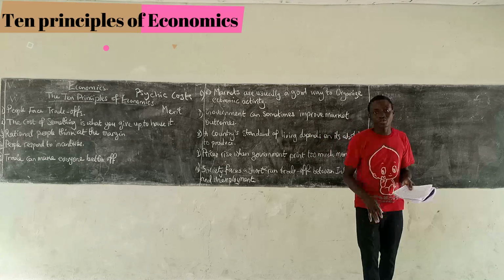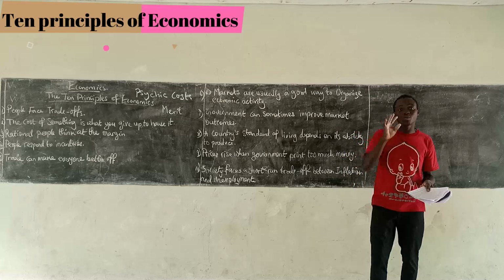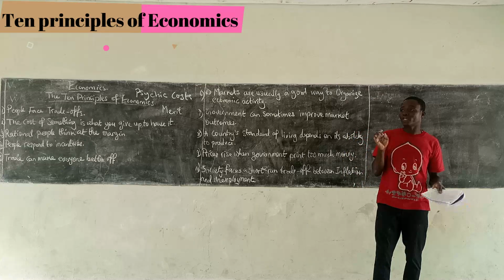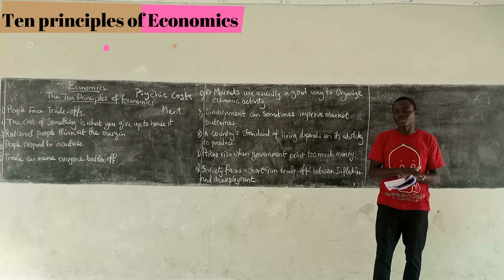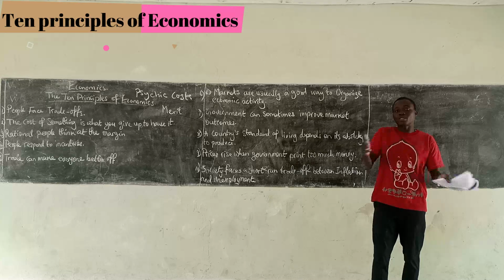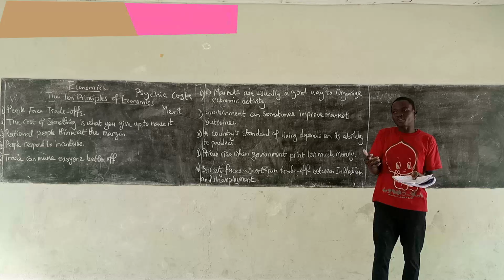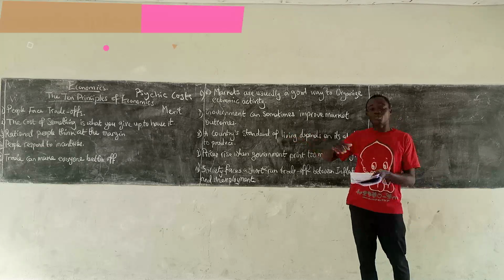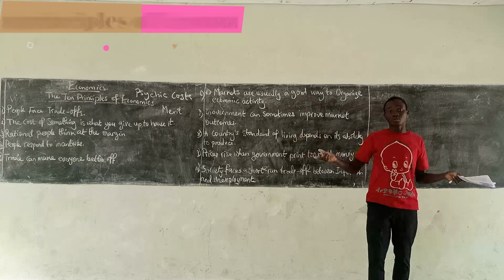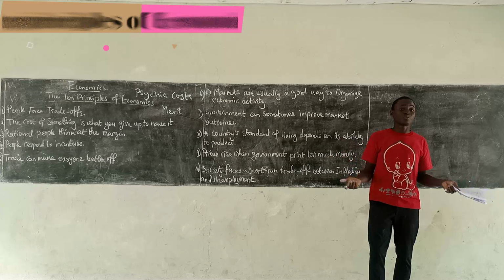So if you have a country that is really productive, especially in terms of capital goods, that country is likely to be better in terms of standard of living than another country that is maybe just involved in the production of primary goods.